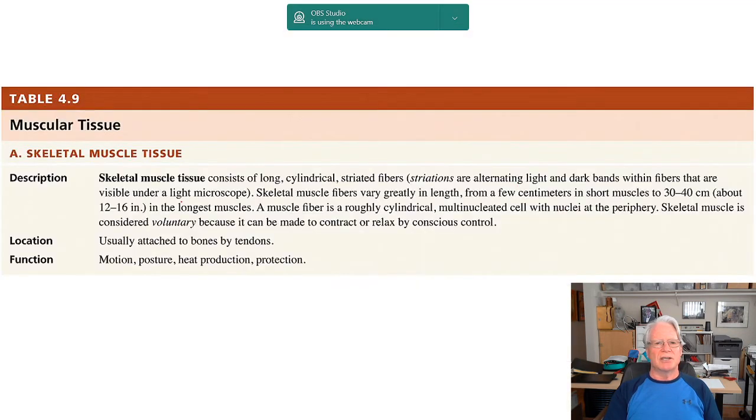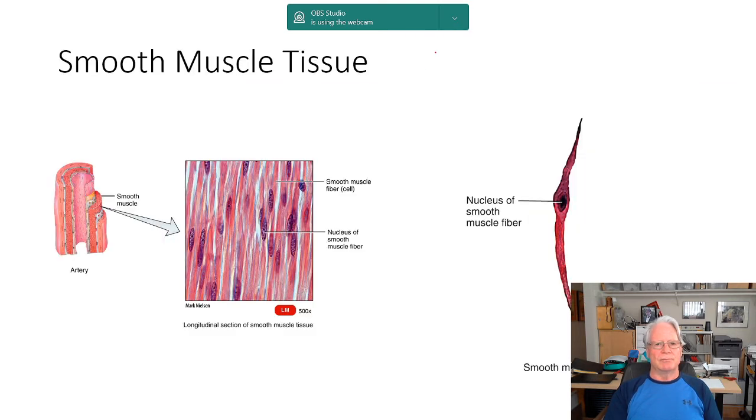Let's take a look at the next one. So skeletal muscle function is motion, posture, heat production, and protection. That's skeletal muscle. Usually attached to bones by tendons. So there are some muscles that are attached to other muscles. So that's why they're saying usually.